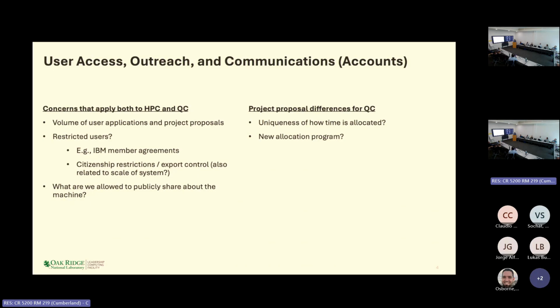More specific to QC, how is time allocated? That's a theme here, not necessarily on the tech side of things, but just how they grant time through a proposal process, like INCITE, ALCC? Is it a DD allocation? Is there a new allocation program that we haven't thought of yet? So, concerns from the accounts team.